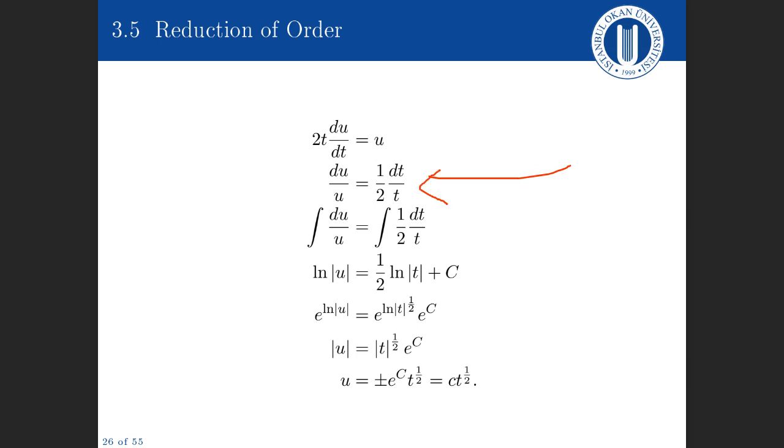First, rearrange this so that all of the u terms are on the left and all of the t terms are on the right. If we can separate the variables like this, then we're allowed to integrate both sides. We end up with natural logarithm of absolute value of u is equal to half natural logarithm of absolute value of t plus a constant. Rearrange this, and we get u is some constant c times t to the power of a half. I'll leave the constant in for the time being. We'll remove that later.